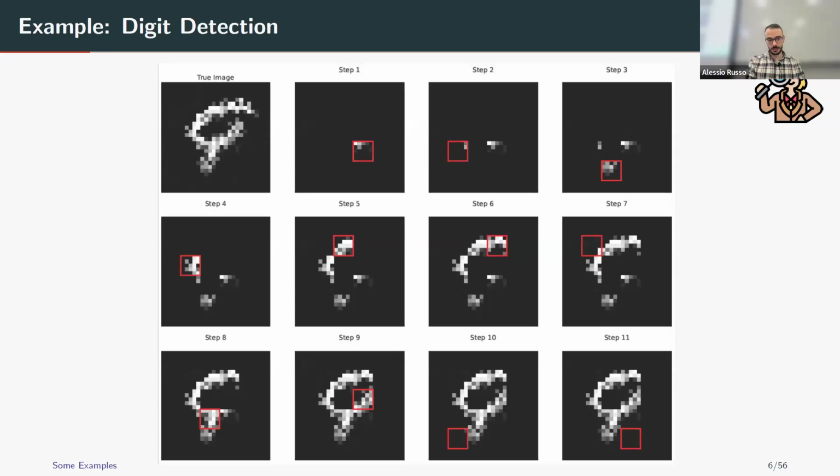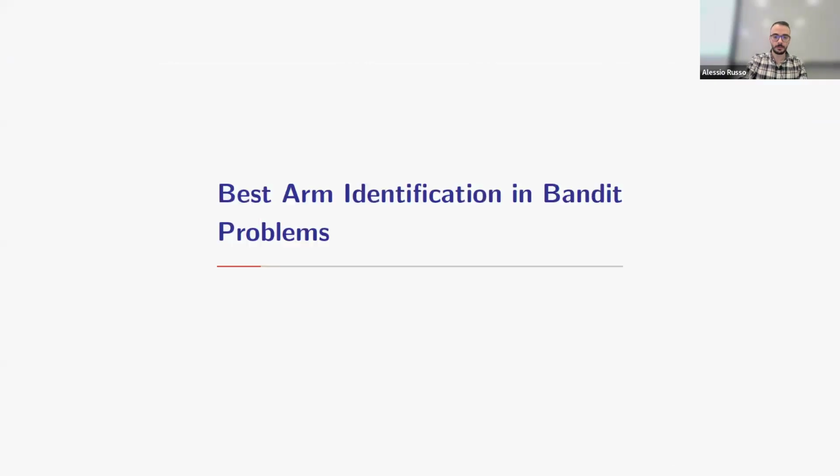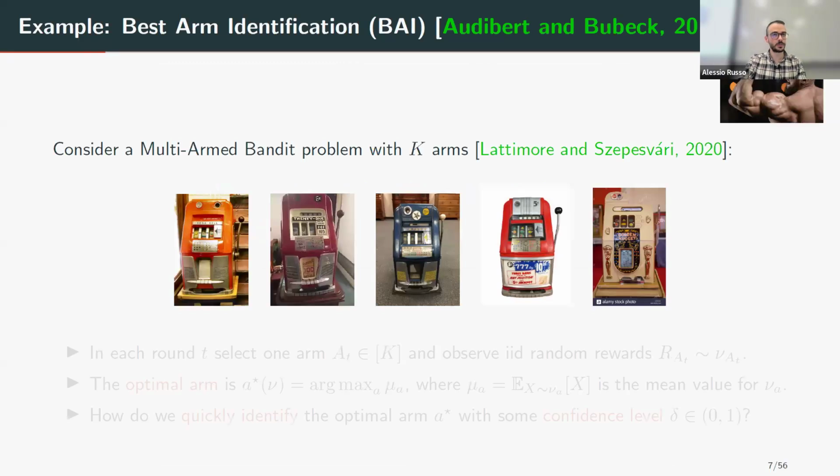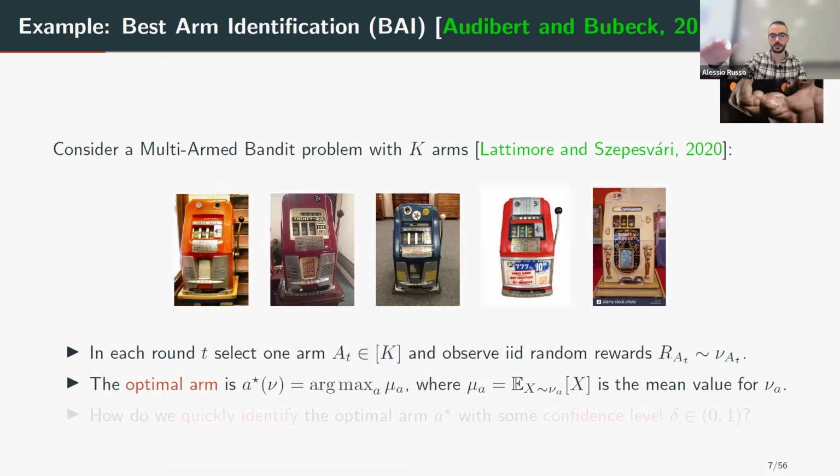So this is like an application of the Bayesian setting that we saw today. But let's go back to the best arm identification, because this is where everything started. So in best arm identification, we'll not go over again the details. We are trying to understand which arm is the optimal one. We are trying to find this A star nu, where nu is the distribution of the rewards. And we are trying to find this A star with some confidence level delta.